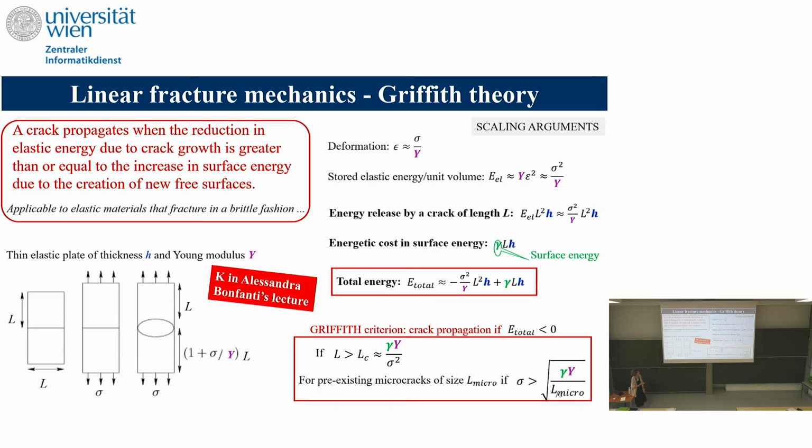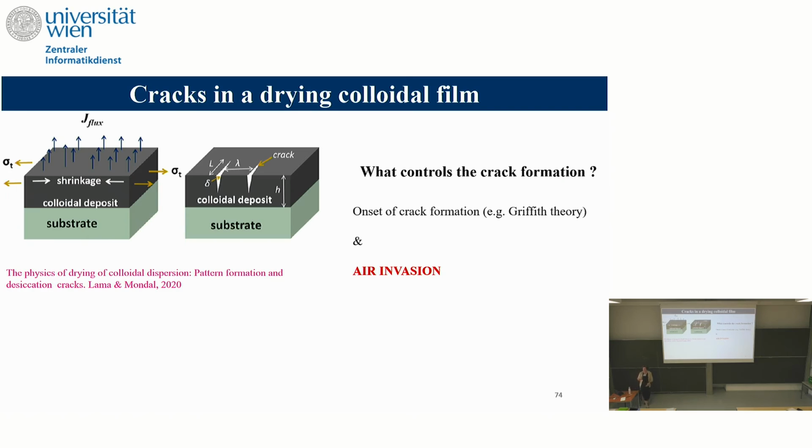So if the length of my crack is larger than this, which depends on the surface tension, the Young modulus, and the tensile stress squared. Or equivalently, you could say I have pre-existing micro cracks, and they will propagate if my tensile stress is larger than the square root of gamma Y over L. This is the Griffiths criterion, which applies only if you have a perfectly elastic material which breaks in a brittle fashion.